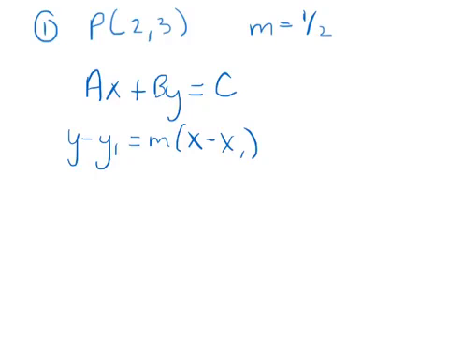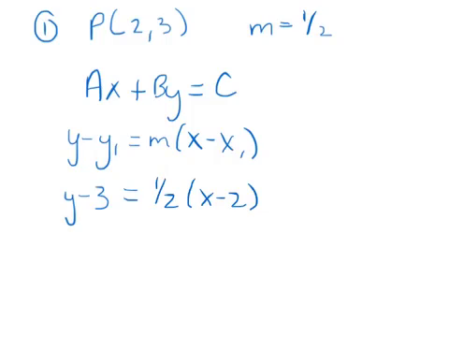And as Ian asked the question earlier, x1 and y1 are the values that are plugged in for the actual point itself. So we plug in 2 and 3. So y minus 3, that's this right here. This is y1, and this is x1 right here. Equals the slope, which is 1/2, times x minus 2.